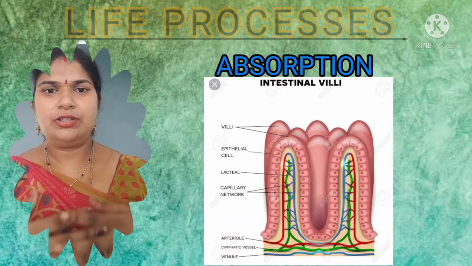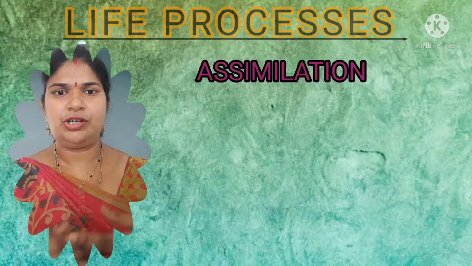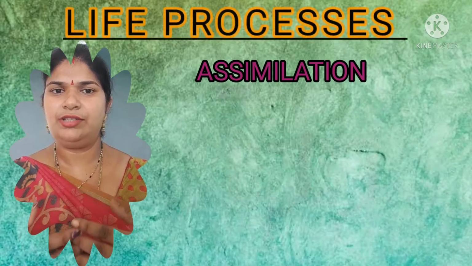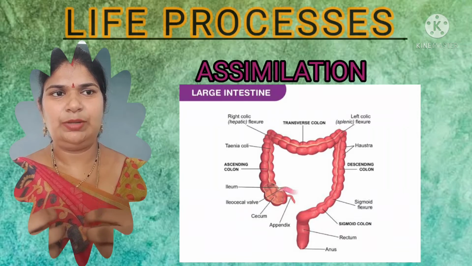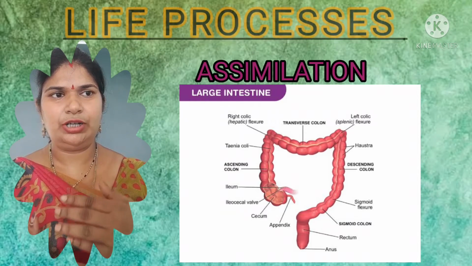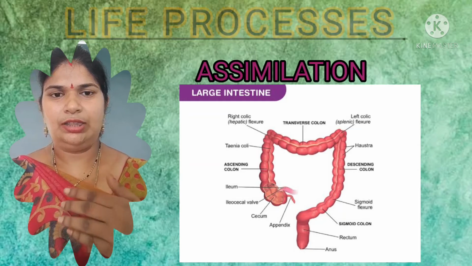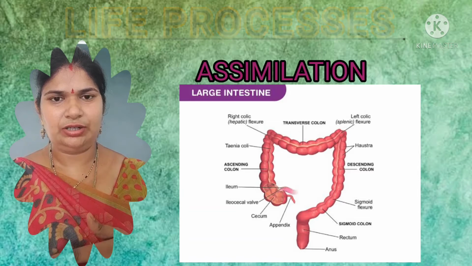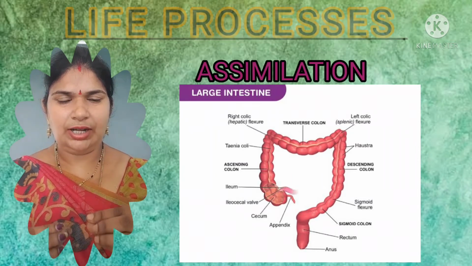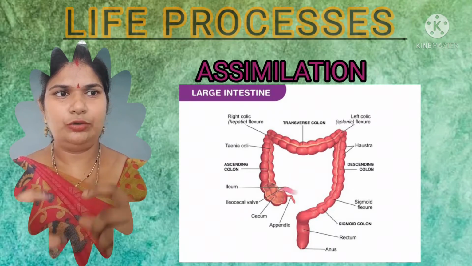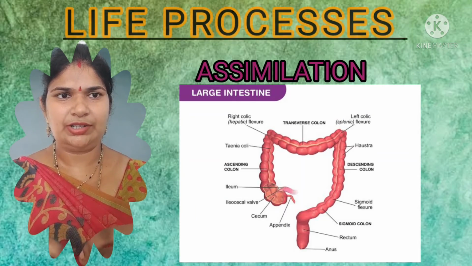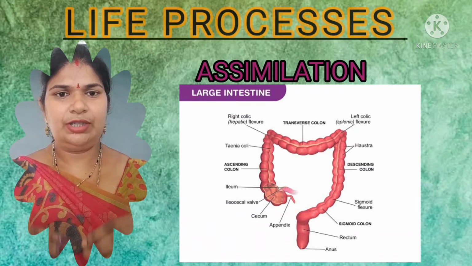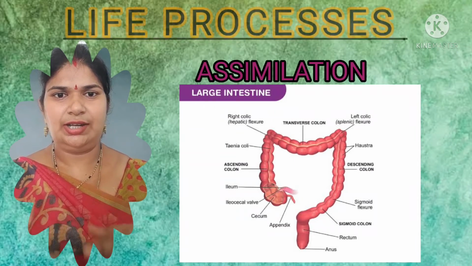Children, the next stage of nutrition is assimilation. Assimilation is carried out in the large intestine, where the nutrients absorbed by the blood are transported to the rest of the body. In carbohydrate digestion, glucose will be the ultimate product, right? Glucose will be broken down into carbon dioxide and water in the cells with the help of oxygen to release energy.